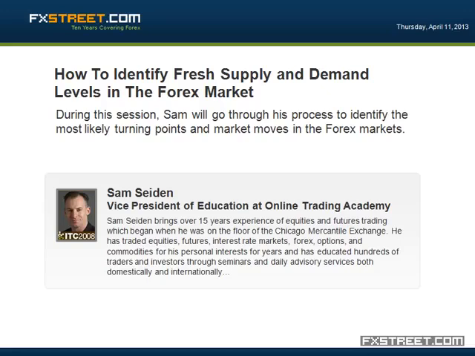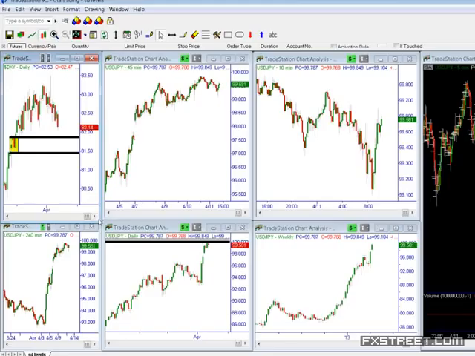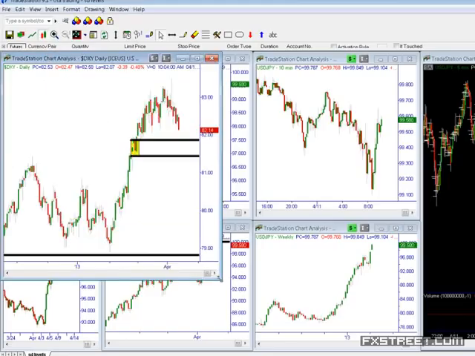So all the charts here, except for the chart in the upper left corner, which is a daily chart of the U.S. dollar index. So if you take a look at that chart first, yeah, Edward, actually, that's exactly what we're going to start with.